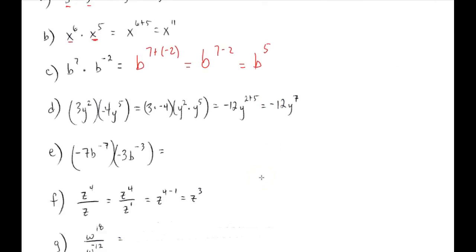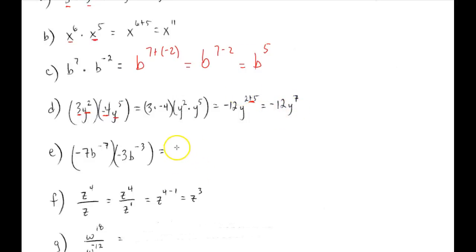For D, we see that we multiply numbers with numbers. So 3 times -4 gives us a -12. And of course, multiply exponentials, same base, we can add the exponents. So we get -12 y raised to the 7.